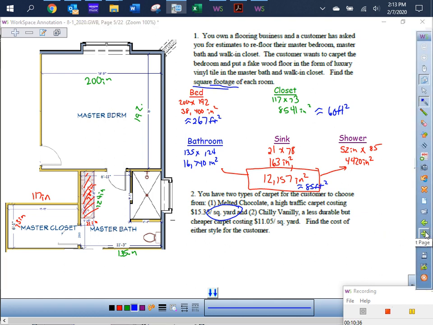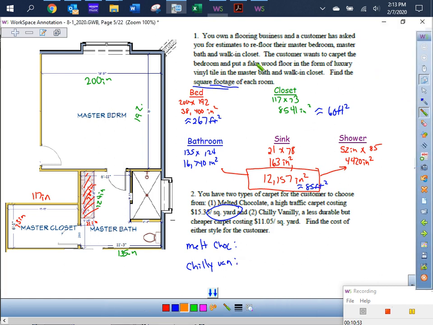So here's what we got going on for us. Let's label ourselves like this. Let's do a little melted chocolate. You can abbreviate if you want to. And let's do a little chili vanilla. And they're only going to carpet a certain area. Let's go back and read where they wanted to carpet. The customer wants to carpet the bedroom, and put fake wood floor and LVT in the master bath closet. So the only place they're going to carpet is the bedroom.